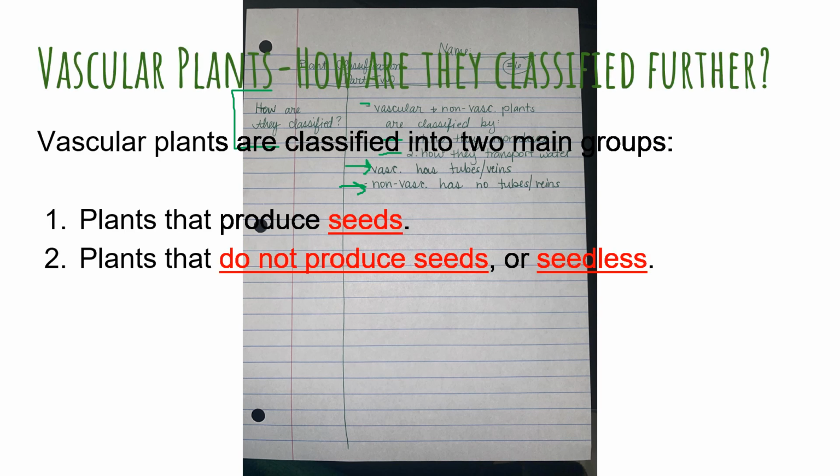Okay, so we have the plant kingdom. Okay, that's what my P stands for here. Then we go to non-vascular plants and vascular plants. Those are the two groups.